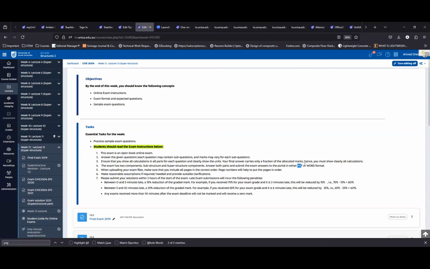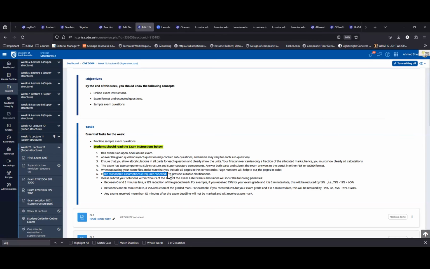The format of the file can be Word or PDF. So if you like to write on paper by hand, you can scan it and make a PDF file or a Word file and then submit the file to the portal. When uploading your exam file, make sure that you include all the pages in the correct order. You need to give page numbers so that the marker can follow your calculation. Otherwise, it will be hard to follow the calculation if it is not in order.